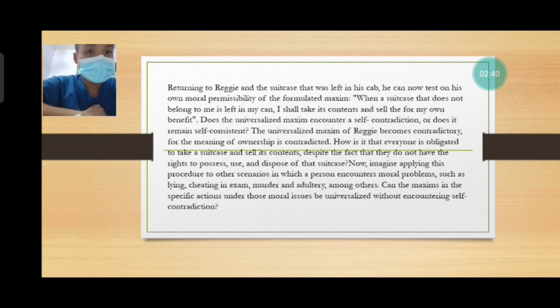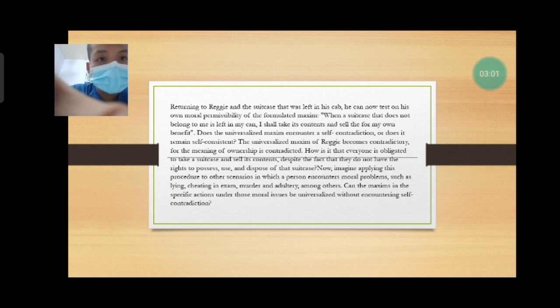So now imagine applying this procedure to other scenarios in which a person encounters a moral problem such as lying, cheating in exams, murder, and adultery, among others. When the maxim is a specific action under those moral issues, the universal encounters self-contradiction. So we all know that lying and cheating in exams, murder, and adultery is not good. But in this case, a person has encountered a moral problem.